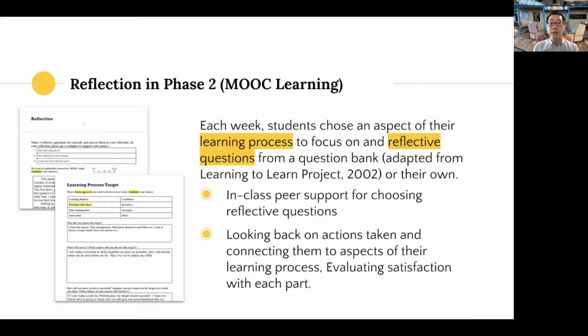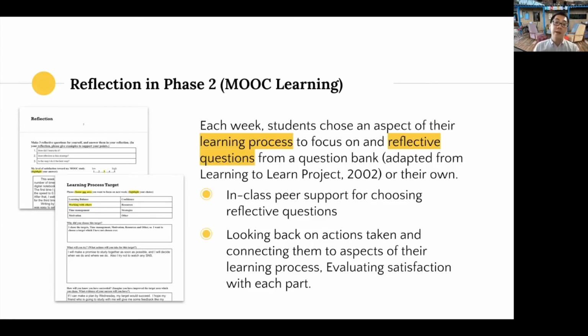And they could choose these questions from a question bank, which was adapted from a project in Hong Kong, or they could write their own questions. And so they would use this as a basis for their reflection. And during the semester, after they had started their MOOC learning, we also had in-class peer support for choosing reflective questions, based on the reflections which they shared with each other.